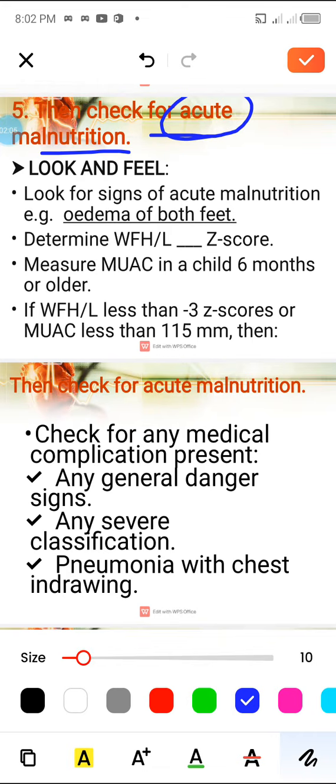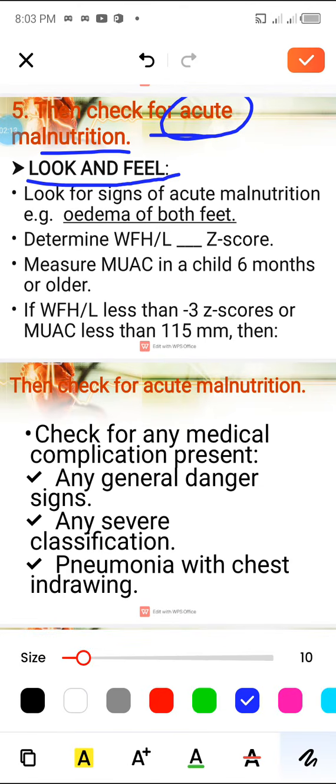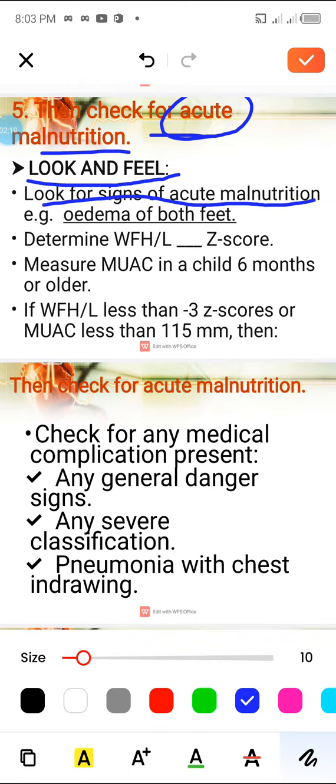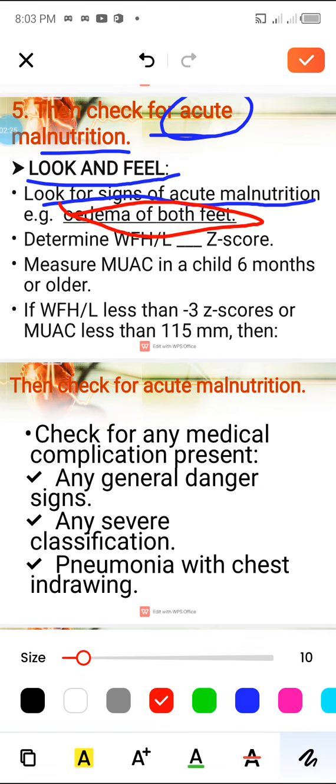So now let's look at the assessment under malnutrition. Under malnutrition, you look and feel. What are you going to look out for? You look for signs of acute malnutrition, and what are these? The first is edema of both feet. This is very important because you're looking at acute malnutrition.